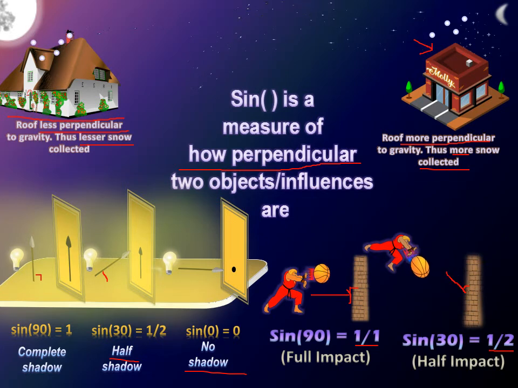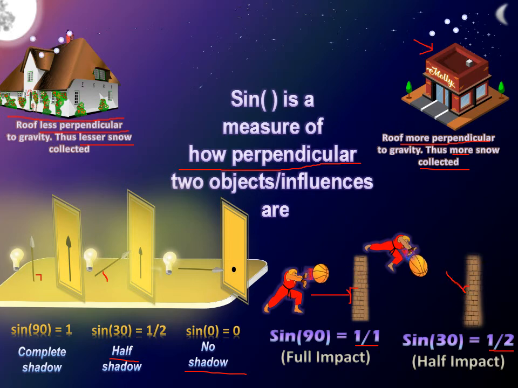Sine is a measure of how much perpendicular two objects or influences are. For example, if you have a house with a roof which is sloping, it is less perpendicular as compared to the force of gravity. So the snow will just slide away and the amount of snow accumulated on the roof will be very less. Now compare this to another roof which is flat, perpendicular as compared to the force of gravity. Now the amount of snow collected will be more.